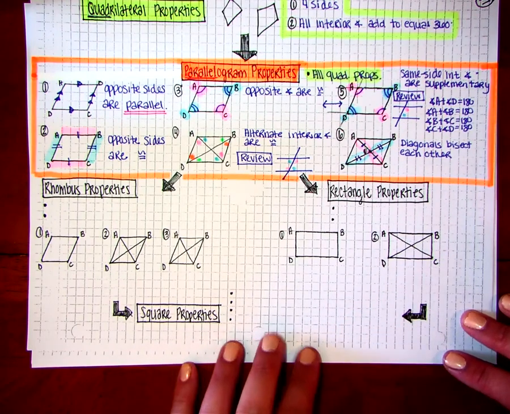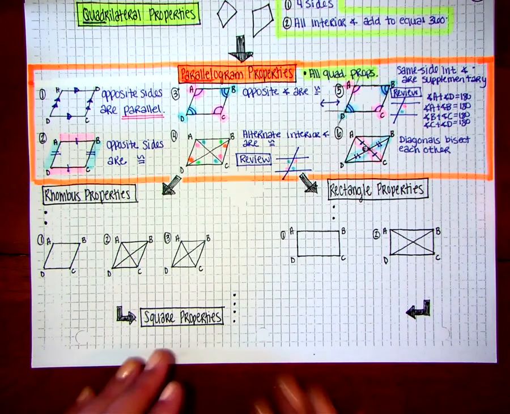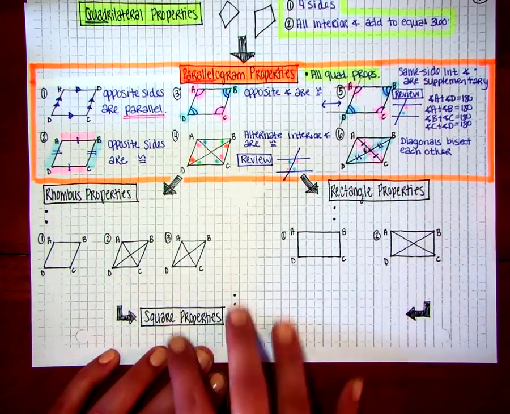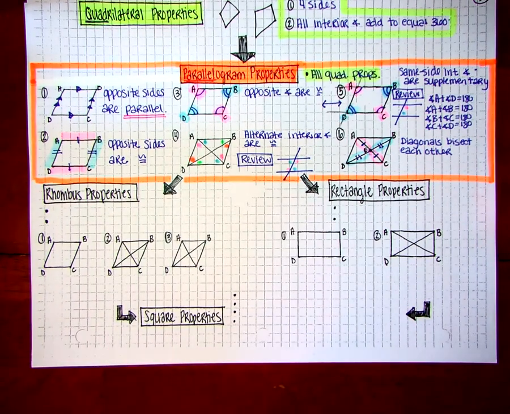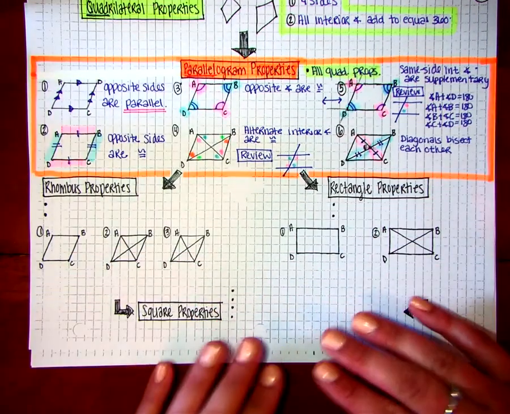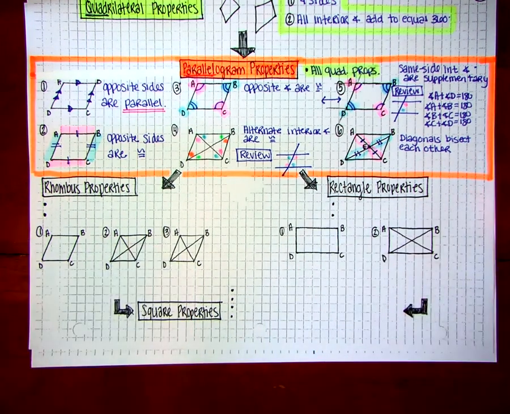Now notice how square is at the bottom and it has no pictures next to it. What that means is the square basically sits at the bottom of the chart and inherits all of the properties, basically making the square the most selfish shape that there is, because it just takes all these properties and gives nothing in return. Like, there's nothing special about a square. All the things that we know about squares are actually other shape properties.